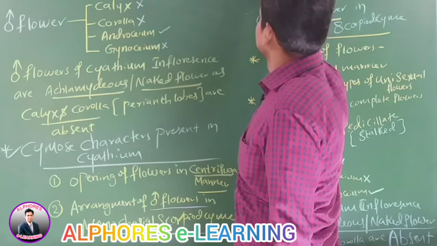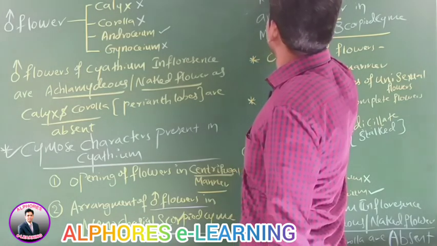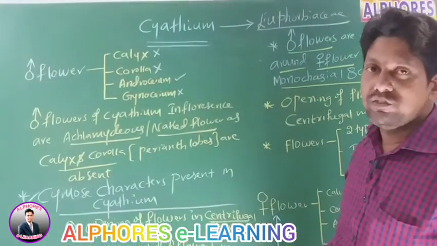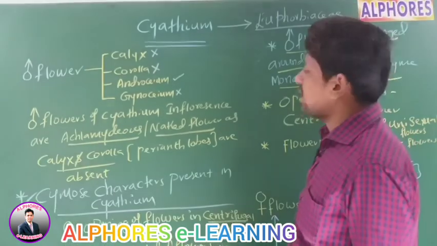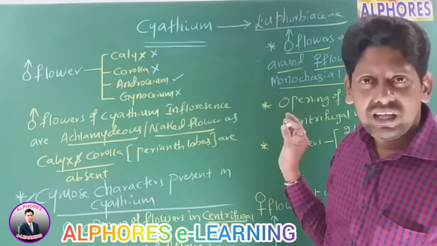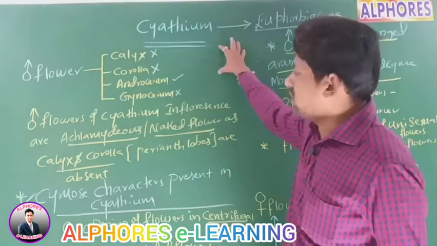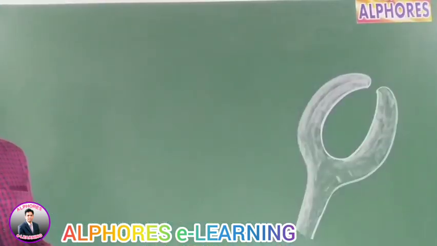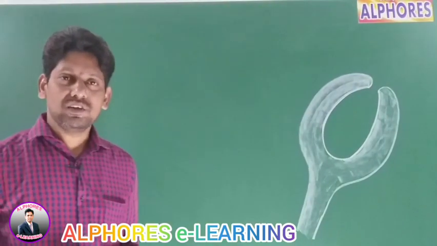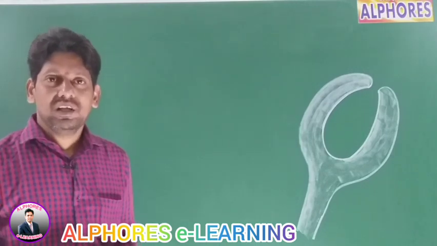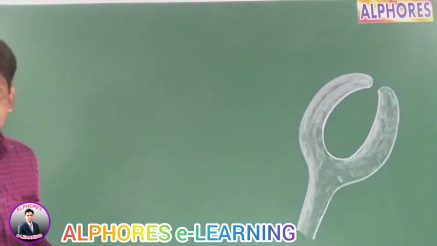Euphorbiaceae family. Which family, sir? Euphorbiaceae family. For the Euphorbiaceae family, we can take Euphorbia as an example. With this, we completed cyathium inflorescence. We are discussing special types of inflorescence, which are of three types: verticillaster, cyathium, hypanthodium. We completed the first two, verticillaster and cyathium. Now go for the third one, hypanthodium.